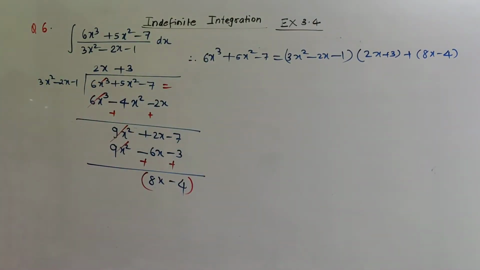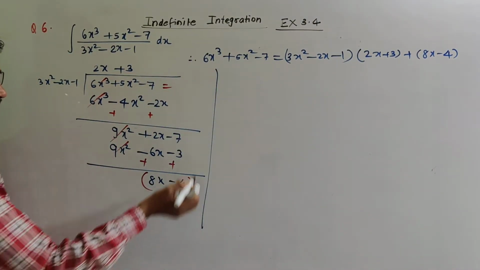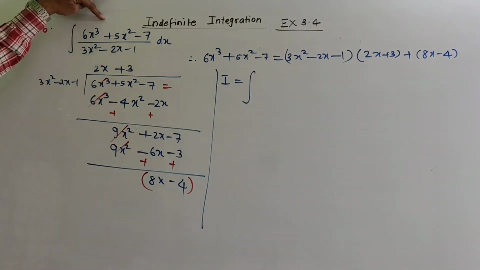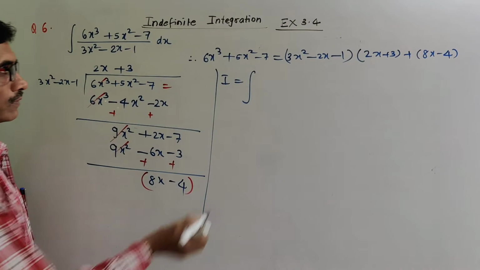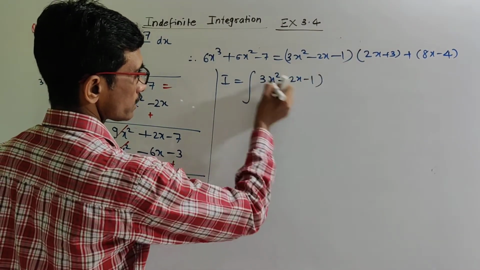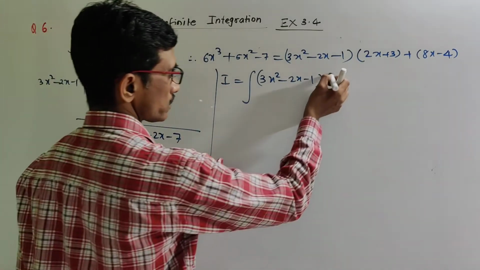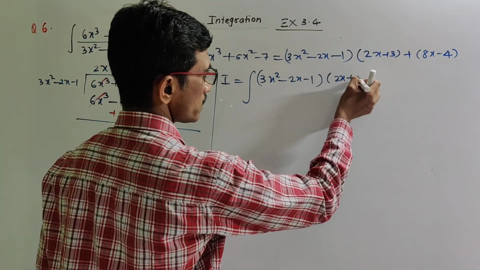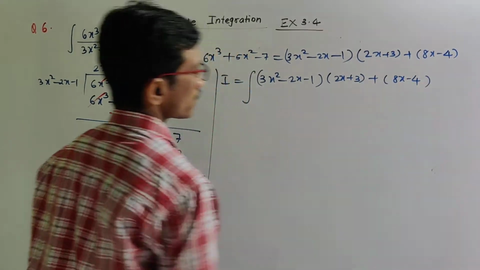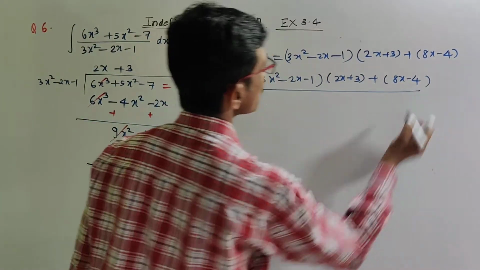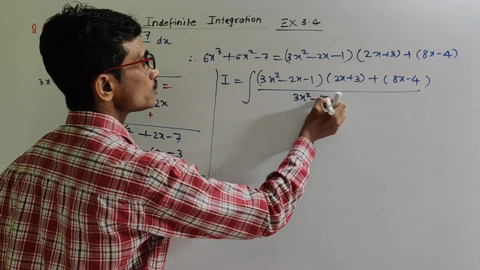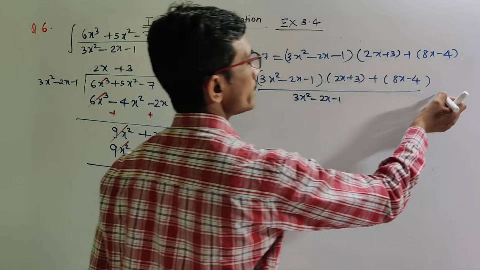So our integral will become, integral I will be equal to, in place of the numerator we write this: (3x² − 2x − 1)(2x + 3) + 8x − 4, upon 3x² − 2x − 1, dx.